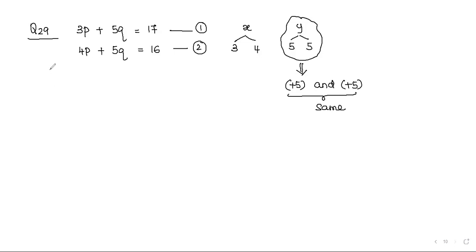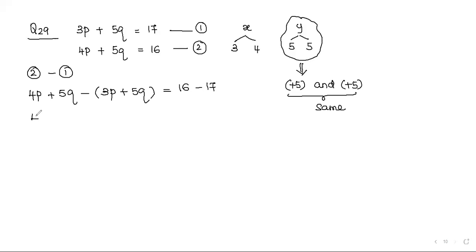Here I get 2 minus 1, right? Either you do 1 minus 2 or 2 minus 1, it doesn't have any impact on the final answer. It is all about the ease of the calculation. Now here I have 4p plus 5q, subtract the first equation 3p plus 5q, equal to 16 minus 17.